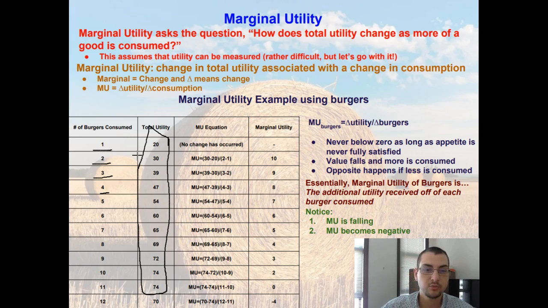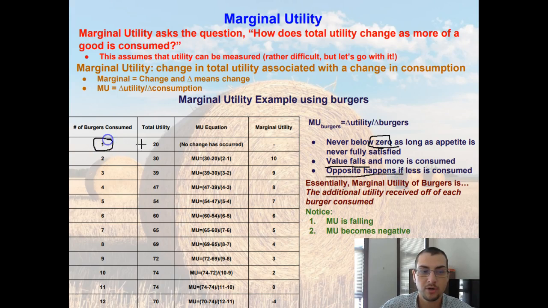So as we look at this, one thing to keep in mind is that marginal utility will never fall below zero as long as the appetite is never fully satisfied. As long as we never quite get enough hamburgers, this marginal utility will never fall below zero. And as more is consumed, this marginal utility is falling. It means that we're not getting as much satisfaction off of each additional unit. But the opposite would happen if less is consumed.